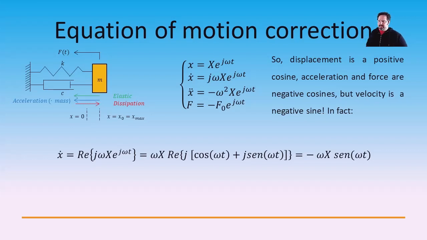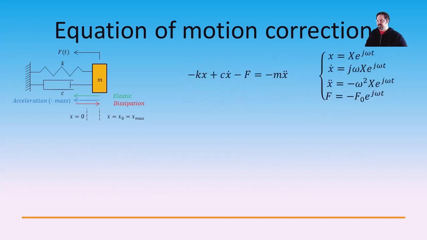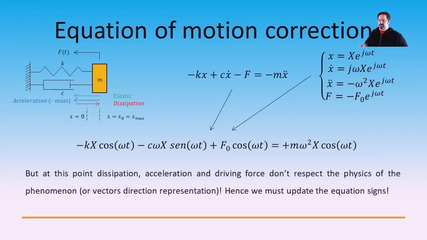So we have to keep in mind this information. And if we plug the real part of these formulas, symbolic formulas, we obtain this equation. But at this point, dissipation, C omega x, acceleration and driving force don't respect the physics of the phenomenon or vectors or arrows direction in the representation you can see in the top left corner. Hence, we must update the equation signs.